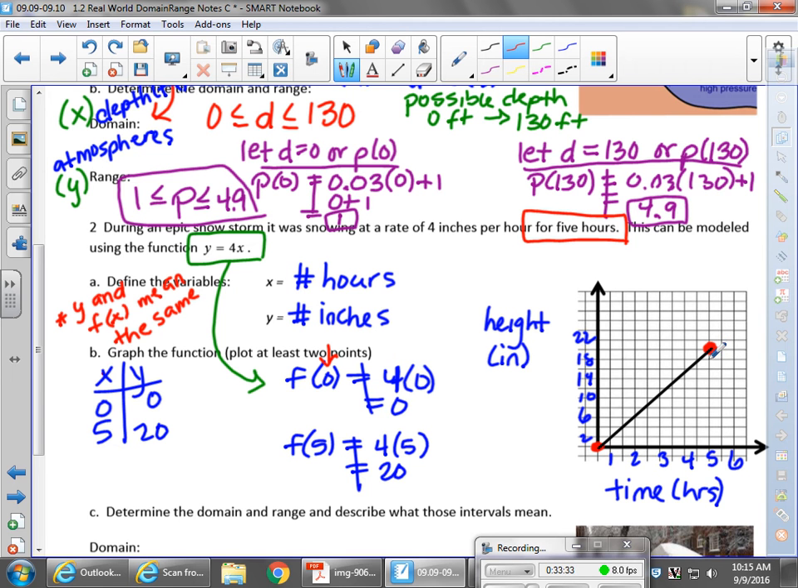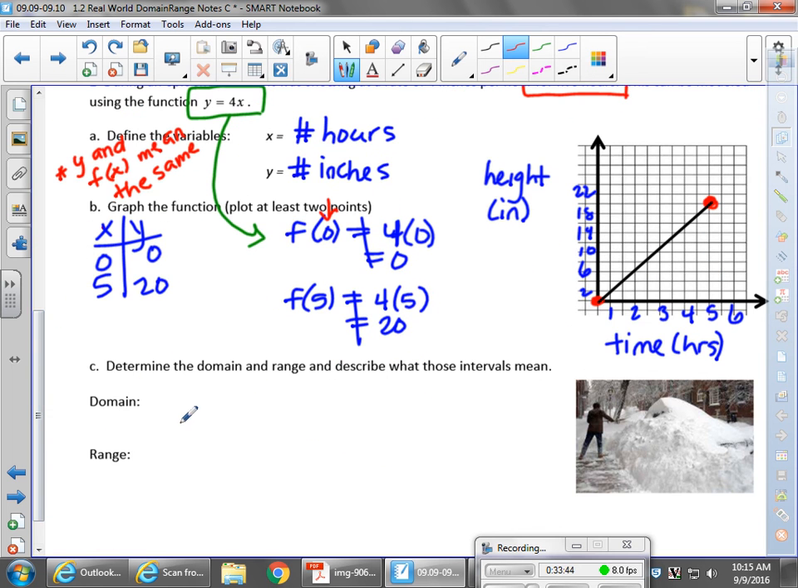Fantastic. How long did it snow for? Only 5 hours. So was it snowing during the 6th hour? Nope. So that's it. Very good. Let's decide on our domain and range. If we understand what we did up here, we actually already know our domain and our range. X is between what and what? Very good. X between 0 and 5. Or if you would like to give me interval notation, I'd be good with that too.